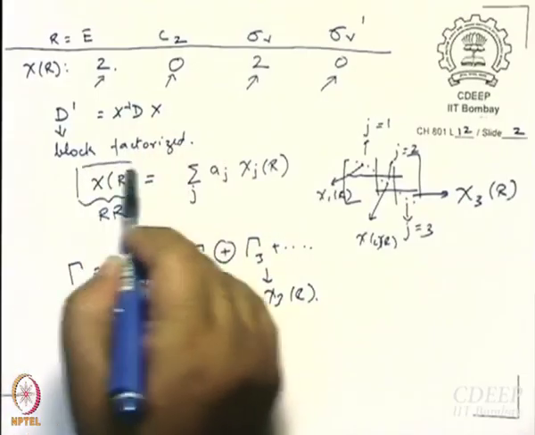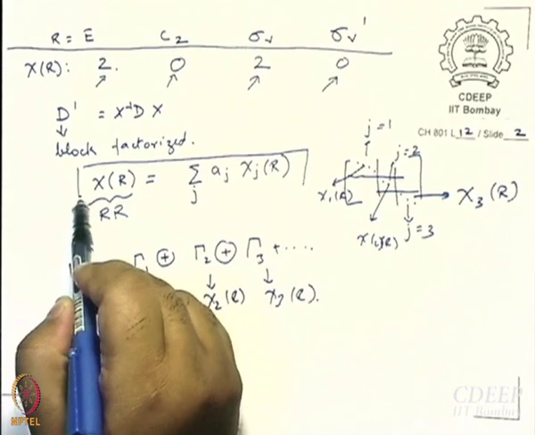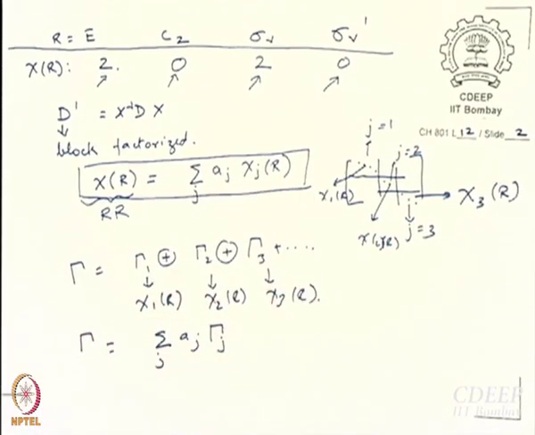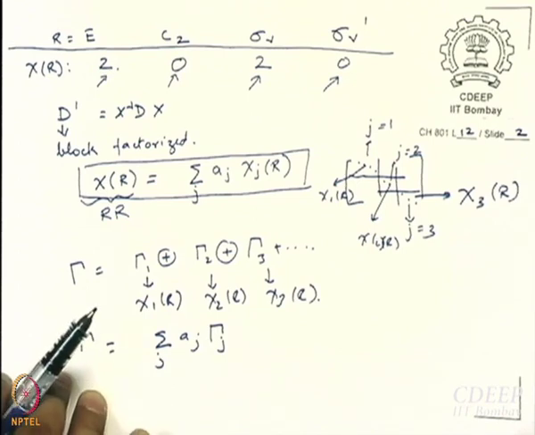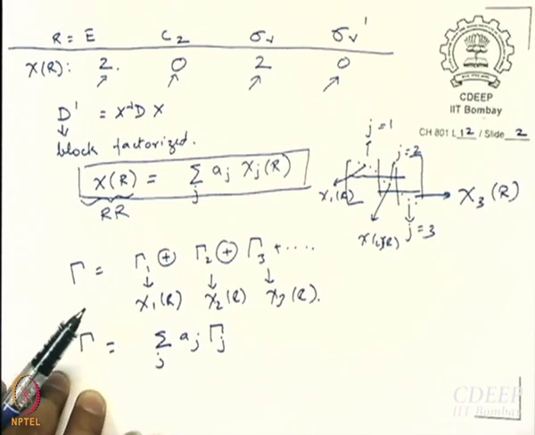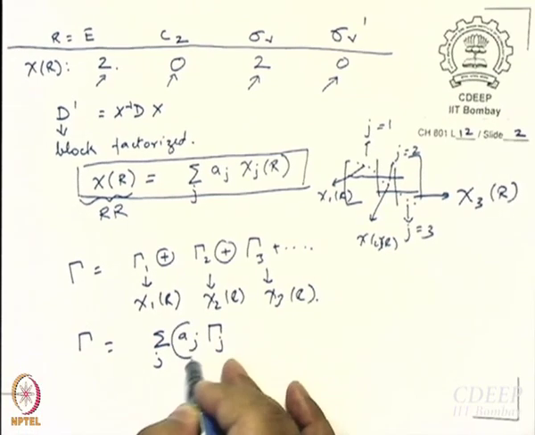Are you okay with this? Are you okay if I write it like this? Chi of r equal to sum over j aj chi j of r. Okay? The character of symmetry operation R in the reducible representation is a weighted sum of the characters of all the constituent irreducible representations. What is that? Aj is the coefficient. So, we have written Aj here also.